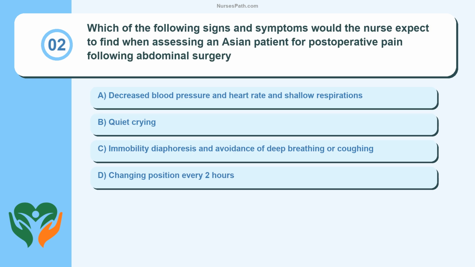Question 2. Which of the following signs and symptoms would the nurse expect to find when assessing an Asian patient for postoperative pain following abdominal surgery? Decreased blood pressure and heart rate and shallow respirations. Quiet crying, immobility, diaphoresis and avoidance of deep breathing or coughing. Changing position every 2 hours.